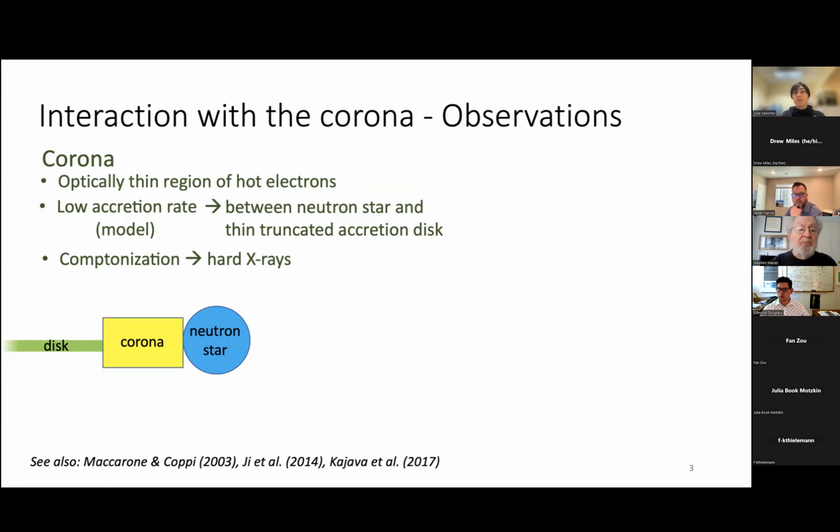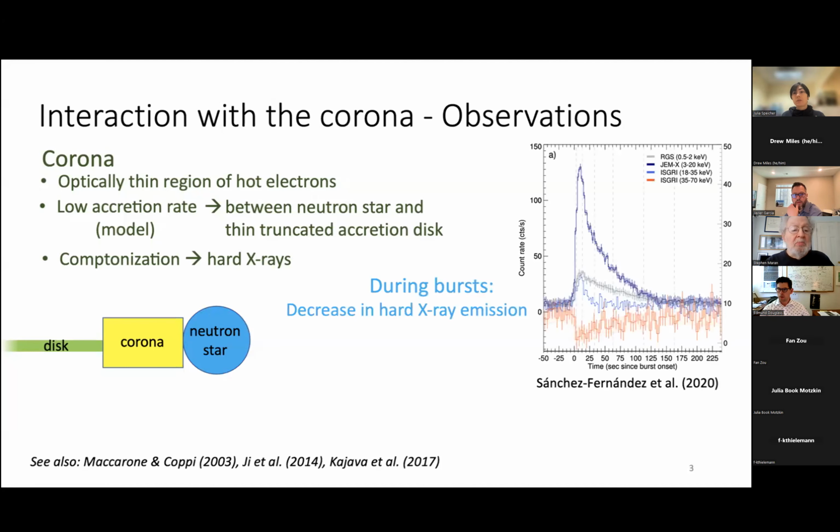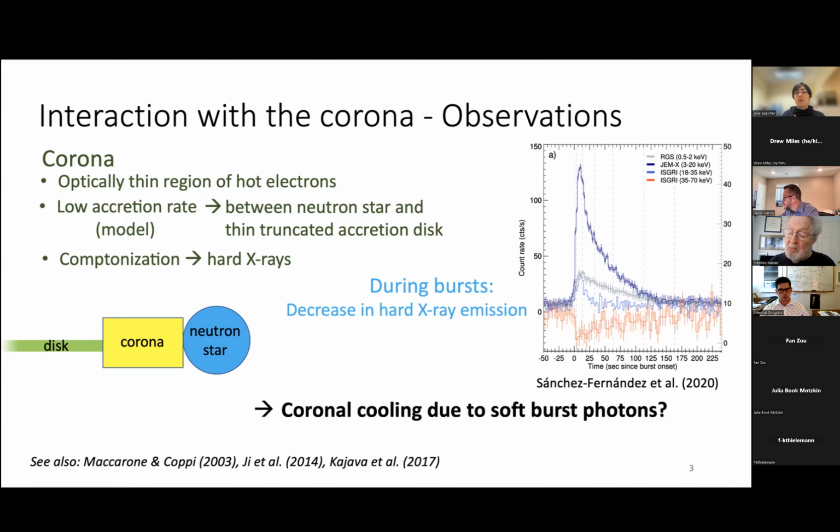During bursts, it has been observed that this hard X-ray emission decreases. An example of this can be seen in this figure here, showing stacked light curves for different energy bands. In this figure, you can see that while the light curve corresponding to the soft X-ray band between 3 and 20 keV increases during the burst, the light curve corresponding to the hard X-ray band between 35 and 70 keV decreases. It has been suggested that this decrease of the hard X-ray emission during the burst is due to the burst photons cooling down the corona.